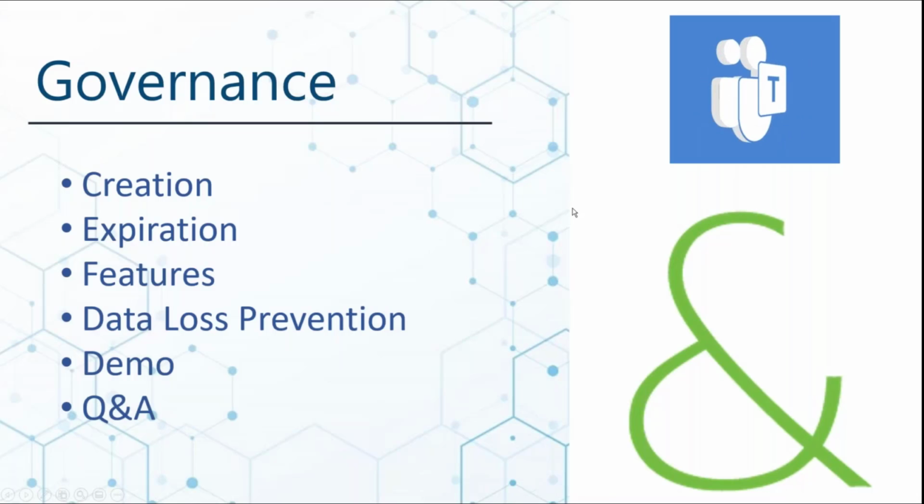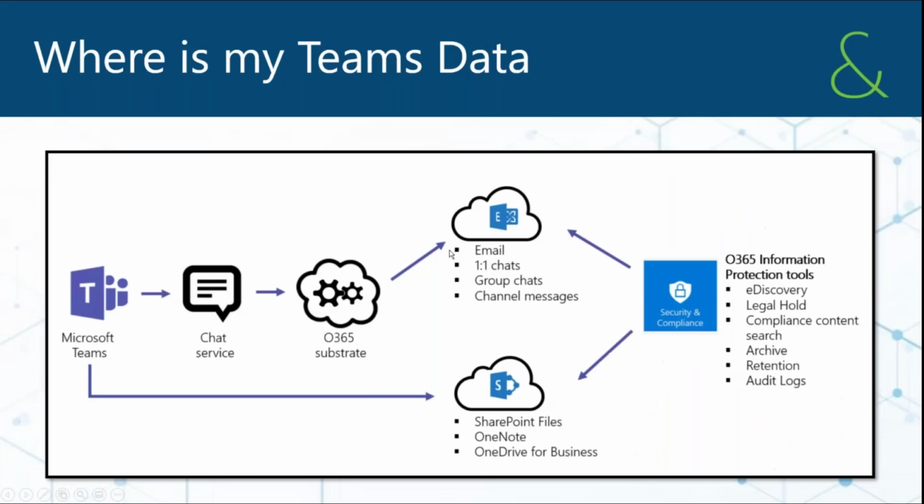So these are the topics I'm going to discuss around governance. It's really about the Teams sites, because that's where most of your data goes. So it's the creation of sites, the expiration of sites, and what features you want to enable in your organization. And then, after we've got sites created and data out there, what can we do to control that data with something like data loss prevention? Then we'll demo some of these things and save a little time for some questions.